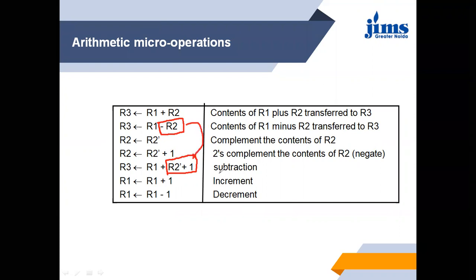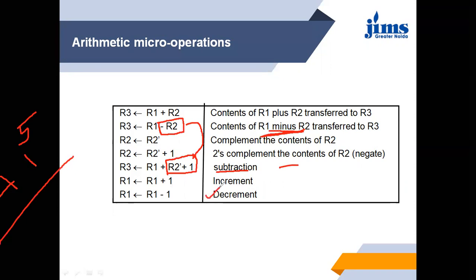You can see from here, this is for the subtraction, and here also we are subtracting the content. Increment, when we are saying increment, means we are increasing the value of the content. Suppose the value in R is 5, then we are making it 5 plus 1, that is 6. In the same way, this is decrement.